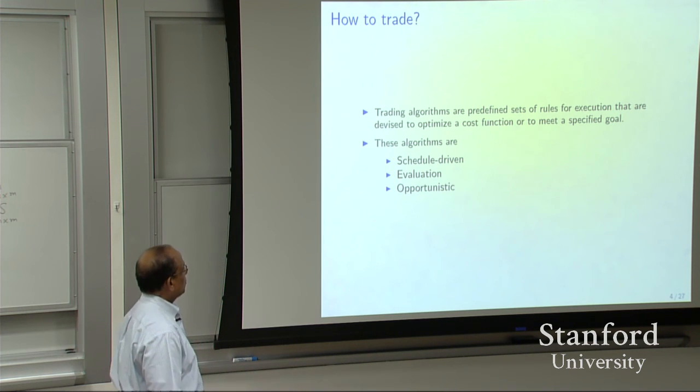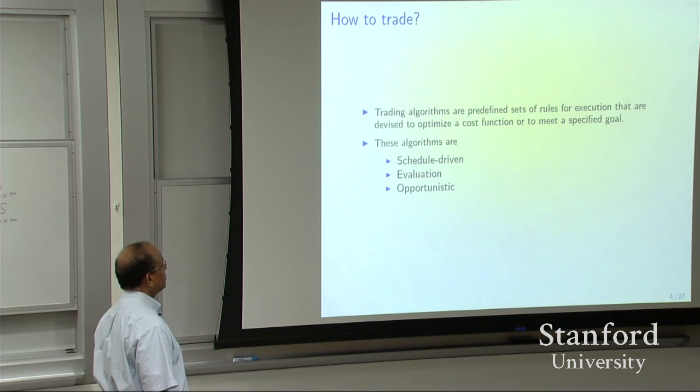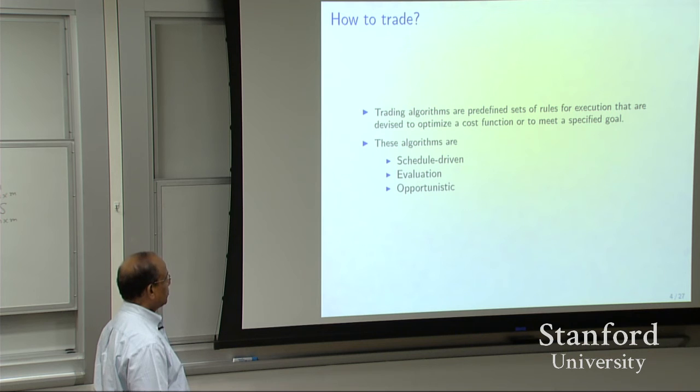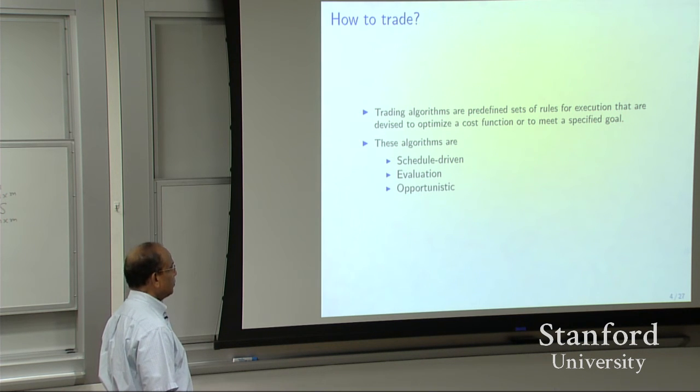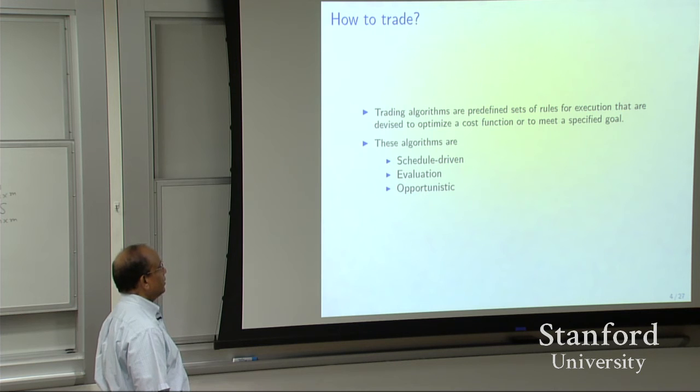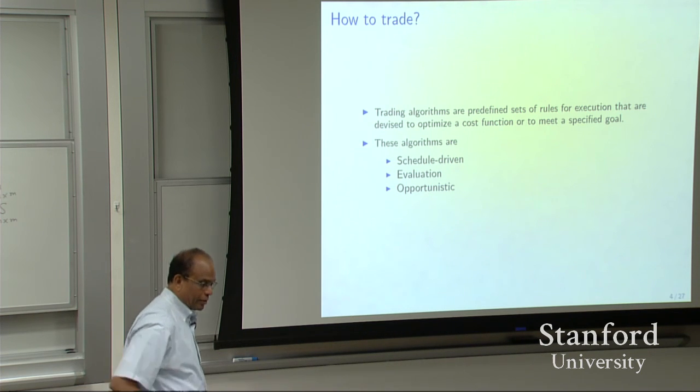Okay. So these algorithms are schedule driven. I think most of the automated rules are schedule driven, but you always have to evaluate the rule as you go along. And there are also opportunistic algorithms. You constantly watch the market, and whenever you see that one side, demand or supply side, is doing better, you may want to jump on that side. Okay.